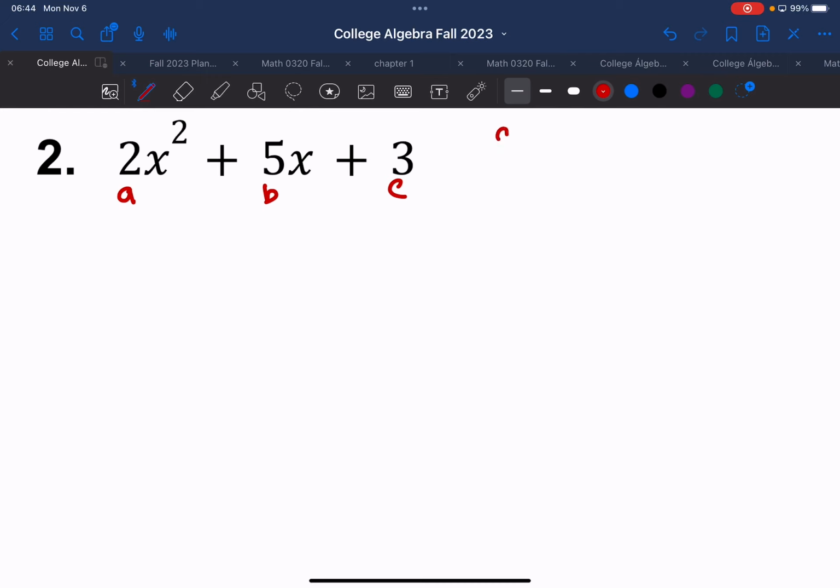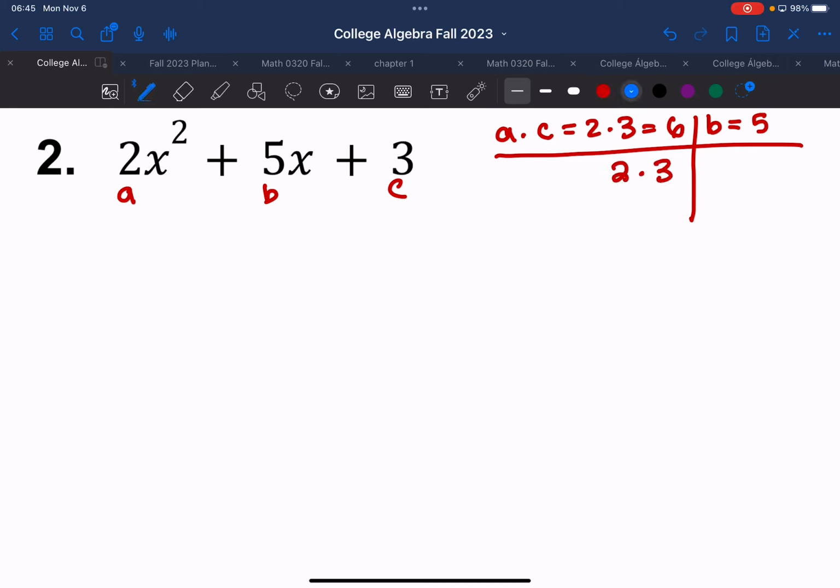And then we have to do our A times C, which is going to be what two numbers? Yep, 2 times 3, which is 6. And then we write our B value, which is 5. Remember that B value is always the middle term. So from here, this tells us we need two numbers that multiply to 6, but add to 5. It's 2 times 3, because 2 times 3 is 6, and 2 plus 3 is 5.